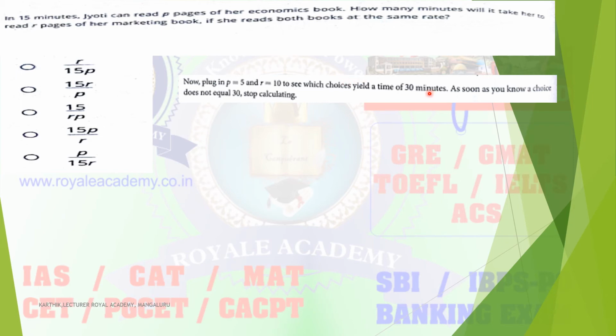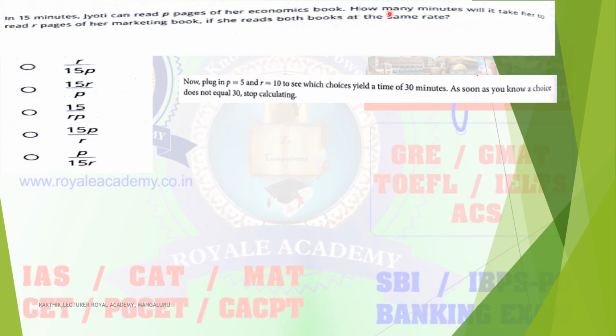So that is nothing but 30 minutes. So the same values: p is 5 and r is equal to 10. You substitute into the following equation, and the option that gives 30 as the answer, that is your answer. I hope all of you understood.